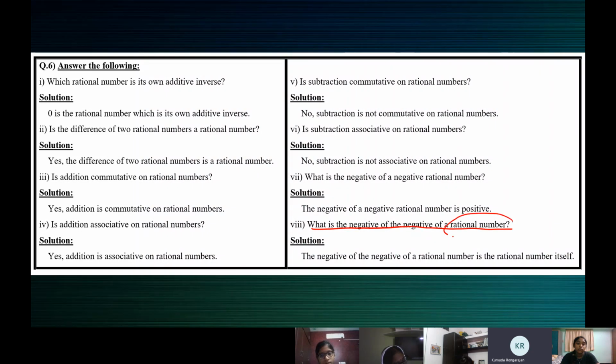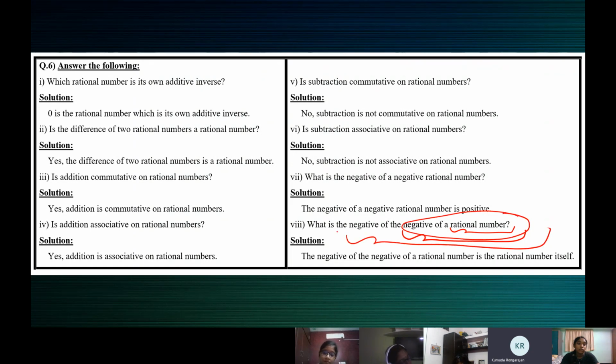Take a rational number, find the negative of the rational number, and find the negative of this one. Whatever answer you got here, find the negative of that. See here, I'll show you. Take a rational number. Find the negative of that rational number. Now you have an answer here. To that answer, find the negative again.